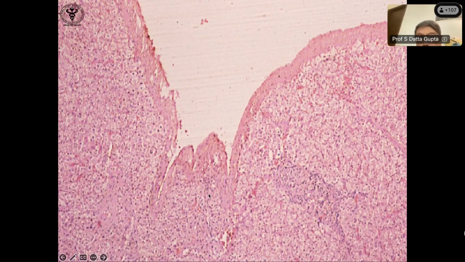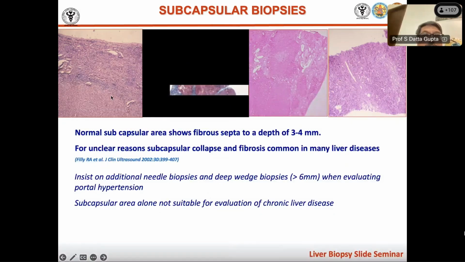Now, the problem with subcapsular biopsies is that just below the capsule, for some reason, there is inflammation and collapse even in normal individuals. It's not known exactly why this happens, but if it is a very superficial wedge, you are likely to mistake this for an inflammatory process, which is not true. It's part of the normal thing. So that's why you should know this.